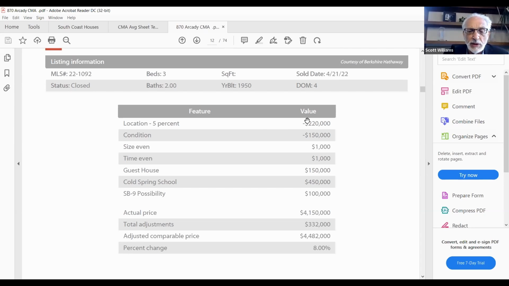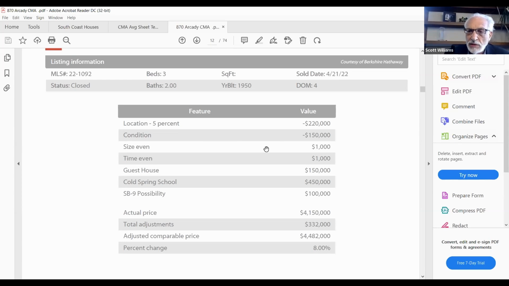So here in this particular case, I'm comparing Arcady, which is off of Sycamore Canyon, and I'm saying this house on Remedal had a better location. So I'm adjusting down for location. It's also in better condition than my new listing. So I'm adjusting down for condition. The sizes are the same. They're the same square footage.